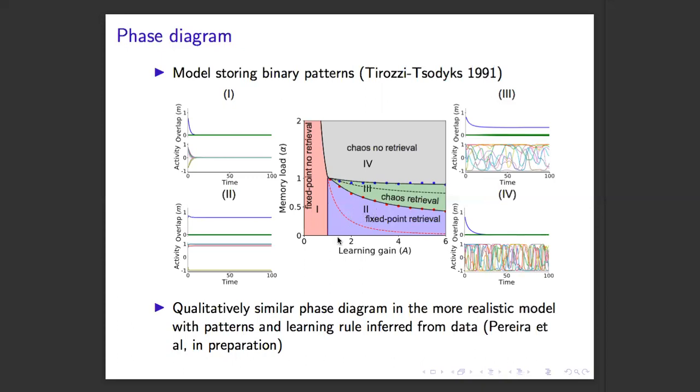So for a particular value of A, when you're increasing the number of patterns that are stored in the connectivity matrix, you have first a phase where you have fixed point attractors. So the network converges to fixed point attractors. One particular is illustrated here. Some neurons have high rates, some neurons have low rates. Then there is this transition to chaos for each of these attractor states, where now the network fluctuates chaotically.